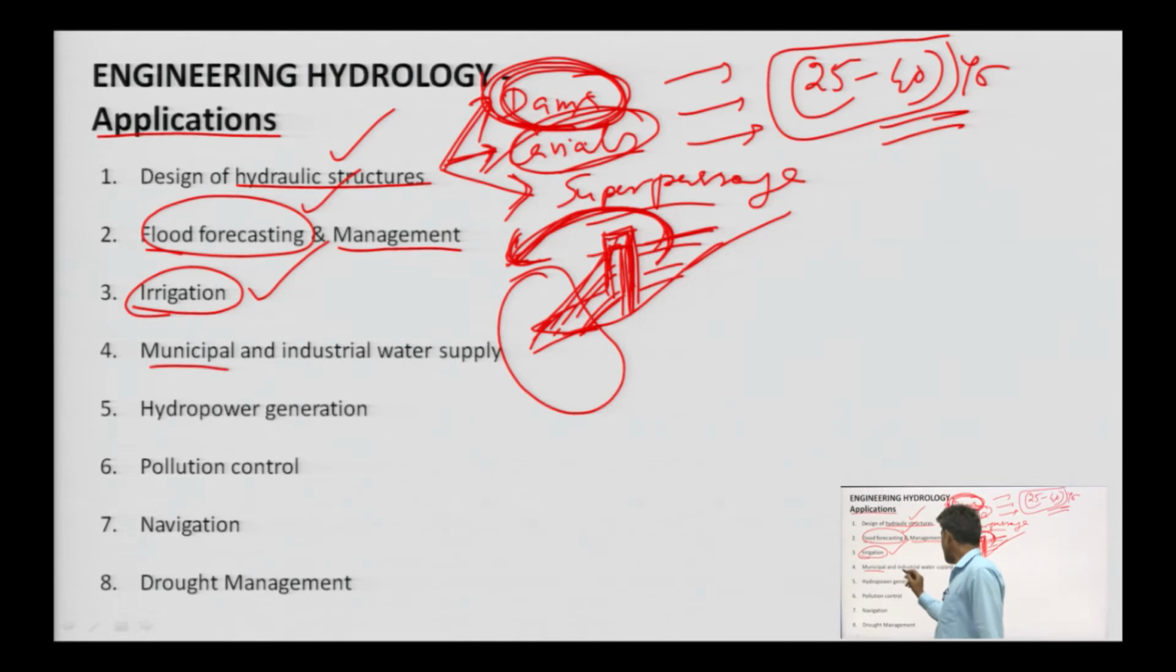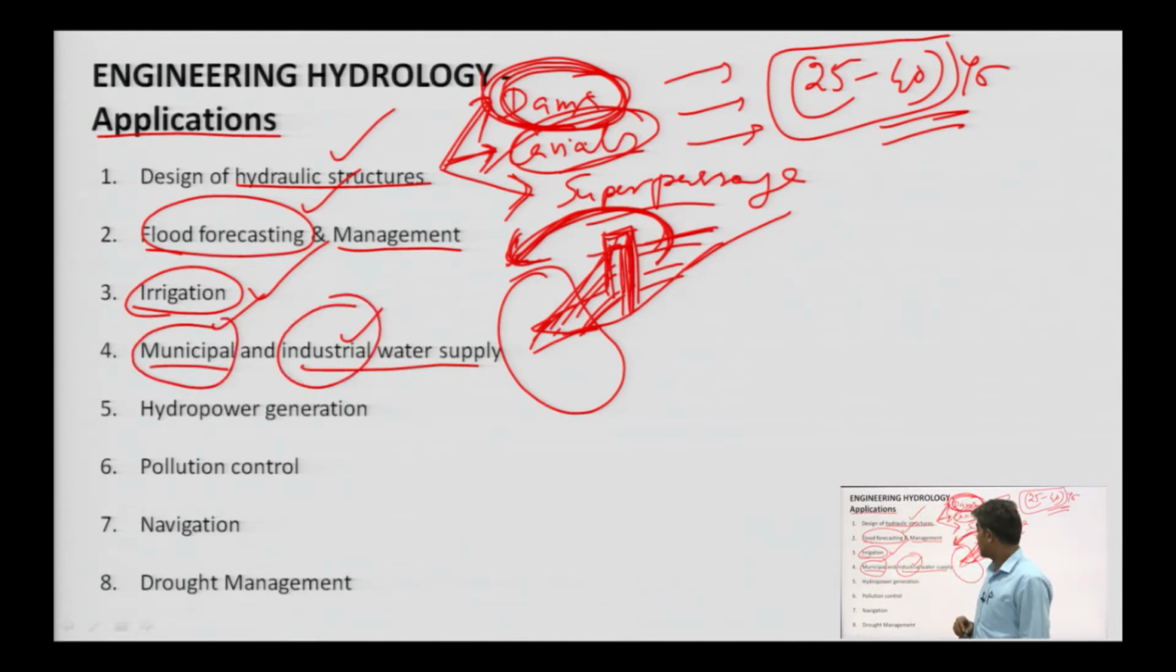Next, municipal and industrial water supply. It is essential to have a water supply system for drinking, for municipal and industrial water. Okay, the requirement of water for municipality and for industry is based on the hydrology, the water requirement. The water requirement is known to us, but from where will that requirement be fulfilled? That comes from the hydrology.